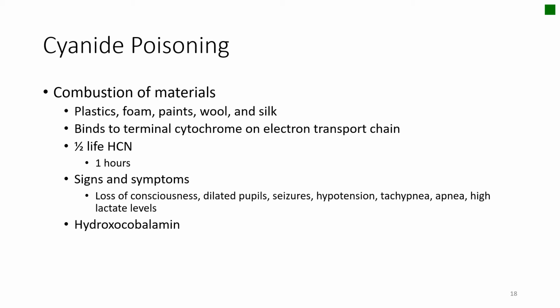Signs and symptoms of poisoning include loss of consciousness, dilated pupils, seizures, hypotension, tachypnea, apnea, or high lactate levels. Vitamin B12, the active form, is hydroxocobalamin, and it actively binds to cyanide by forming cyanocobalamin, which is directly excreted via the kidneys. The hydroxocobalamin has rapid onset and a very good safety profile, and a dose of 50 milligrams per kilo is recommended.